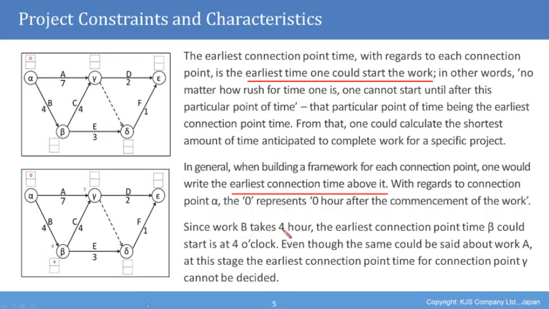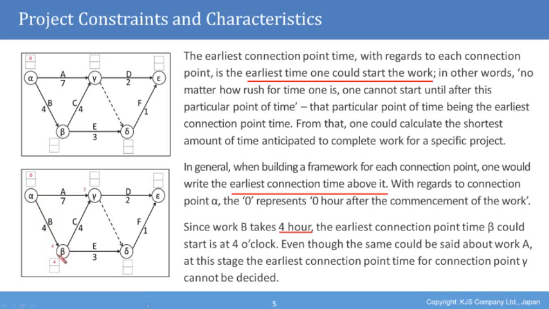Since work B takes 4 hours, so we are looking at this leg of the diagram, the earliest connection point time beta could start, so the time that this connection point can start, the earliest is 4 hours. And this is quite simple to see because there are no other works leading up to it. It's only B. To get from alpha to beta, there's only work B.